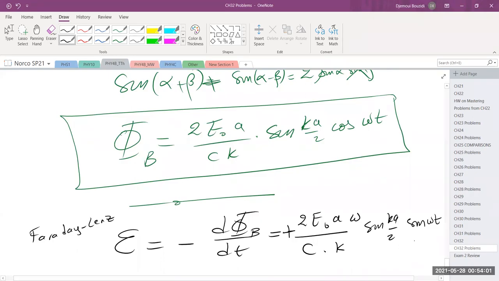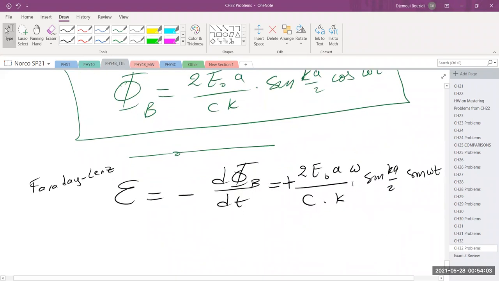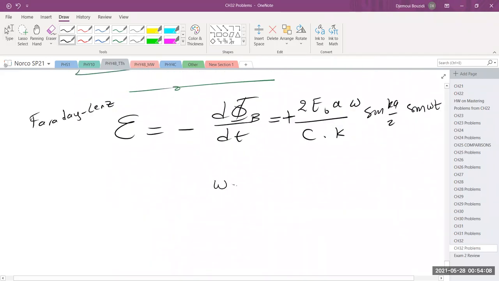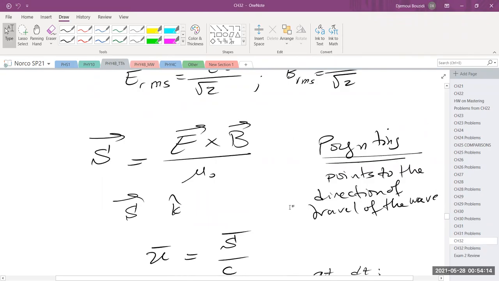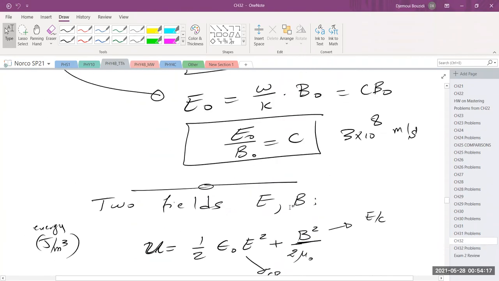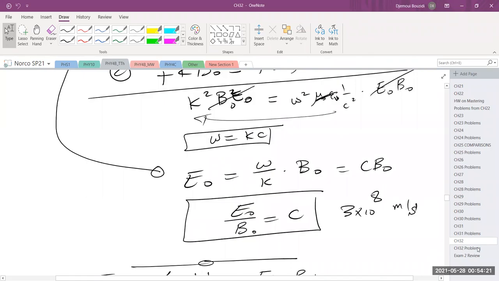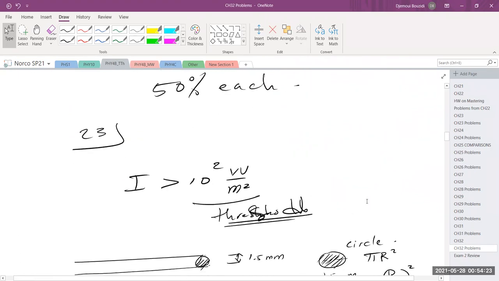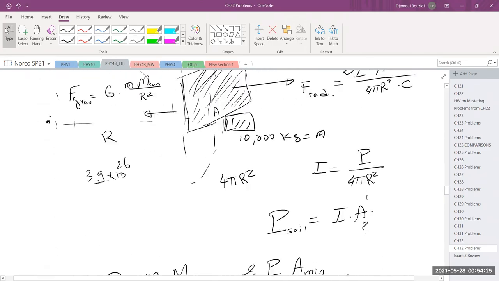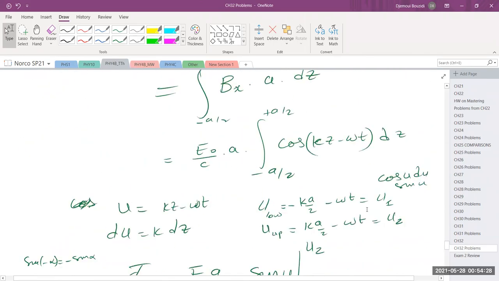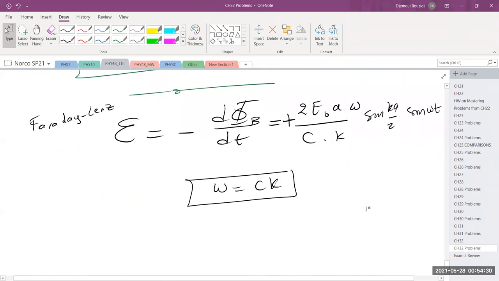It's kind of complicated, but it is. Now, there is another thing in here. Note that omega is equal to CK, actually. Omega equals CK. This is a dispersion law that we found. That was one of the highlights of the lecture this morning. Here, omega is equal to KC. So the numerator and the denominator, they have terms that do cancel. In other words, this omega cancels this CK.